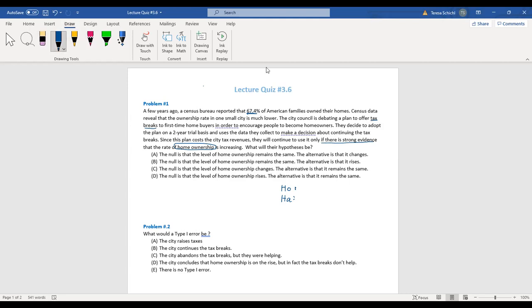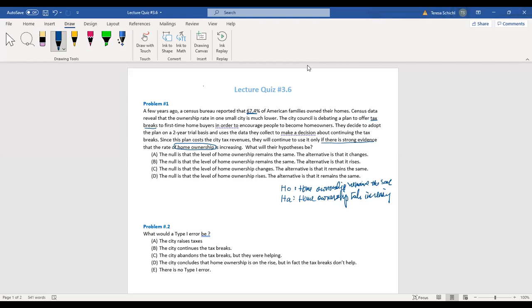So HA is the home ownership rate increasing. Then the null hypothesis will be that the home ownership remains the same, right? That's what will be our alternative. So let's see which one matches our answers here.